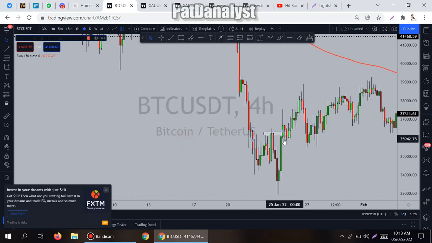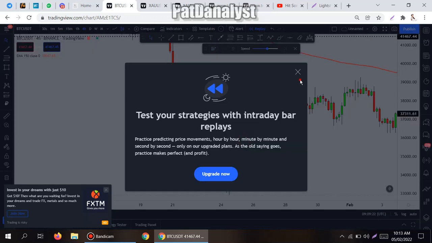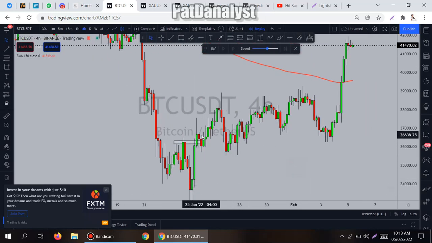So the first sign that gave us this idea that Bitcoin has switched in trend was market taking out this higher low. When market took out this higher low, you need to wait. This is the first sign. The second sign, which is the completion sign, is a pullback and a new higher high.